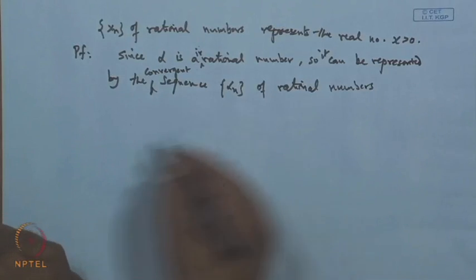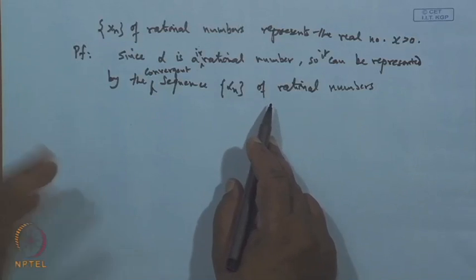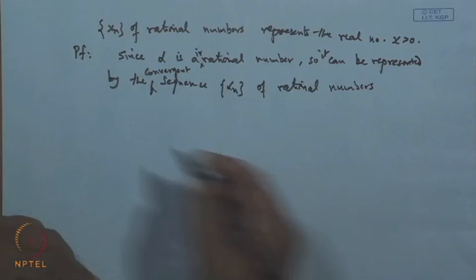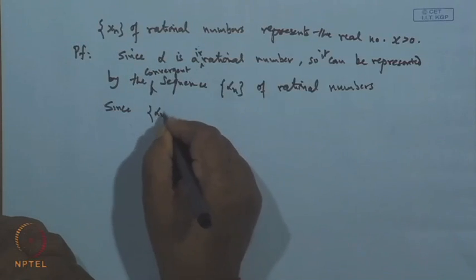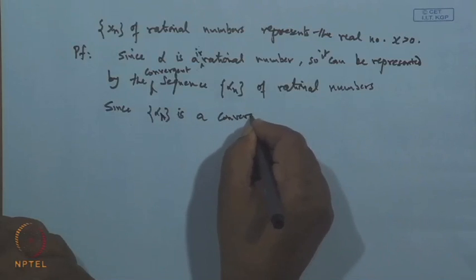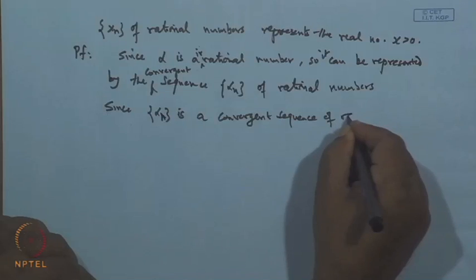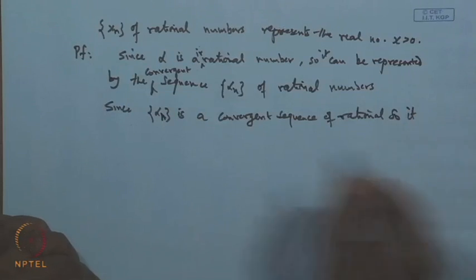Now, alpha n is a convergent sequence. So, it is bounded. Since alpha n is a convergent sequence of rationals, it is a bounded sequence.